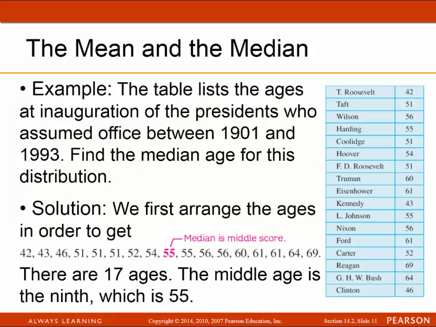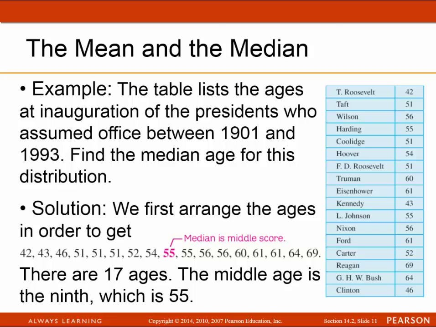So here we have a list. The table lists the ages of presidents when they assumed office between 1901 and 1993. Find the median age for this distribution. Here we have the list, and then we have the ages for each one. The first thing we're going to do is arrange them in order from the smallest to the largest, so 42 to 69. And there are 17 ages. So the middle age is the 9th age, which is 55.